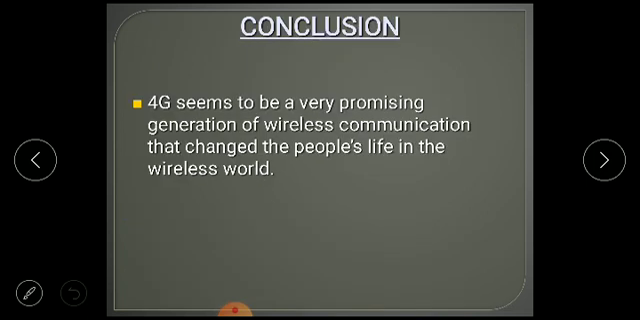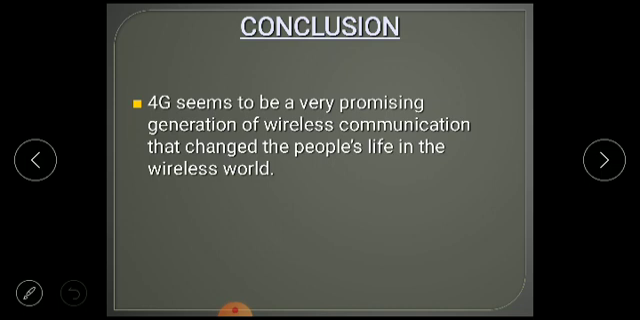Conclusion. Next, we are coming to the conclusion. 4G is a very promising generation of wireless communication that changed people's lives in the wireless world. We know what changes the fourth generation technology has made.